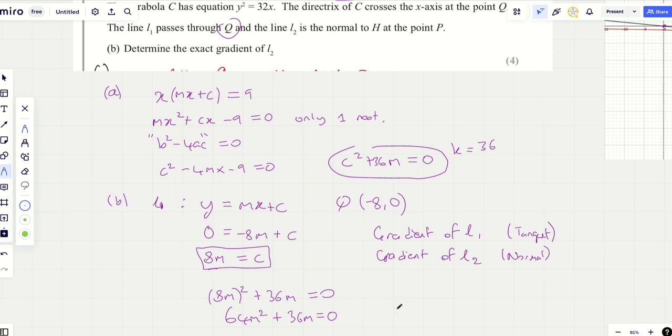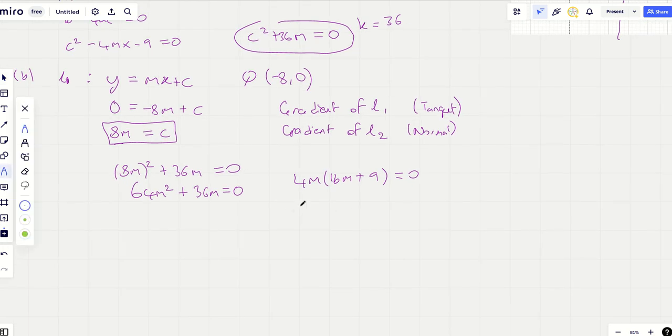I'm going to factorise it. I can take out a lot of factors there actually. I can take out a factor of 4m, and then I can make this 16m plus 9 equals 0. And hence it would appear that either m equals 0, and I'll talk about why that's nonsense in a second, or m is minus 9 over 16.